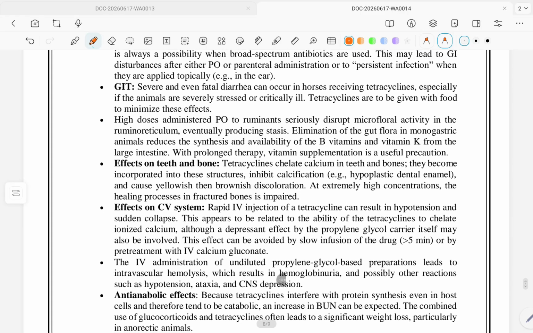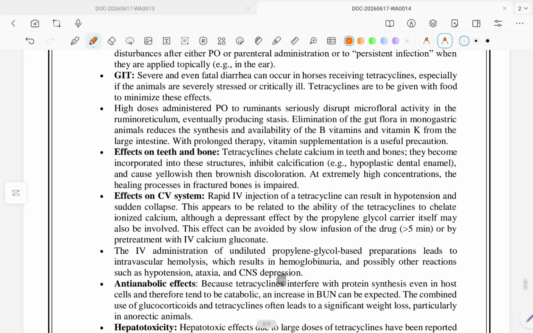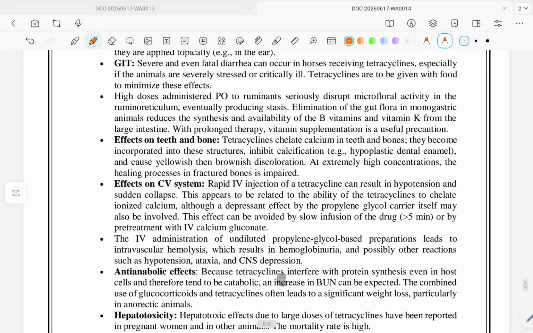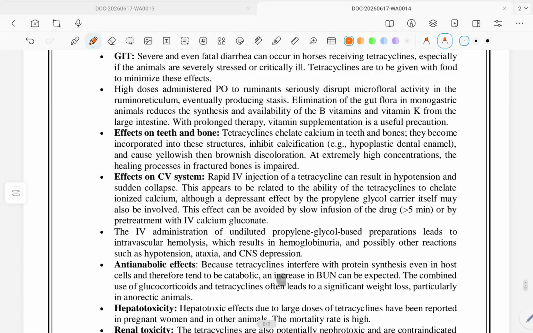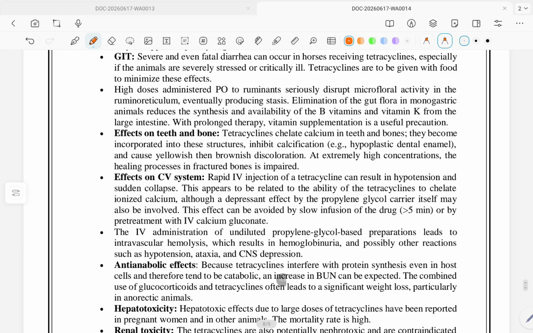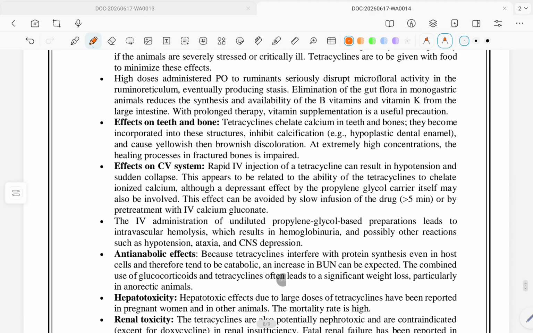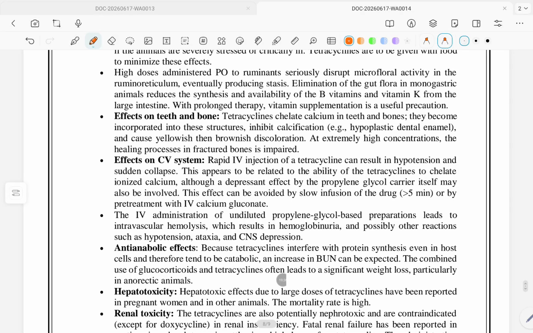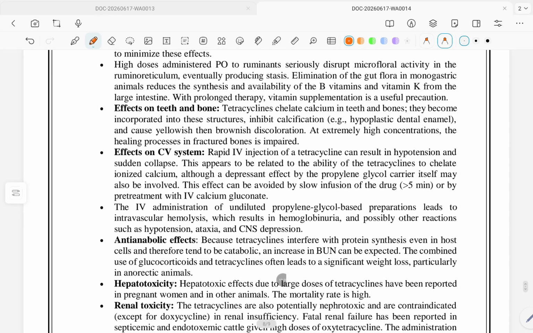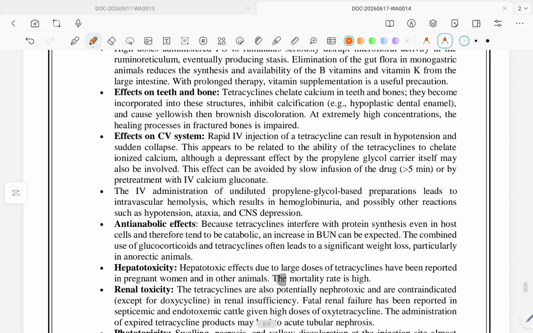Tetracyclines are to be given with food to minimize this effect. High doses administered orally to ruminants seriously disrupt microfloral activity in the rumen-reticulum, eventually producing stasis. Elimination of the gut flora in monogastric animals reduces the synthesis and availability of the B vitamins and vitamin K from the large intestine. With prolonged therapy, vitamin supplementation is a useful precaution.